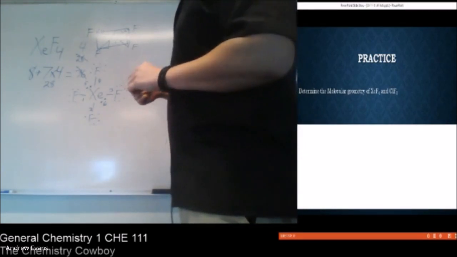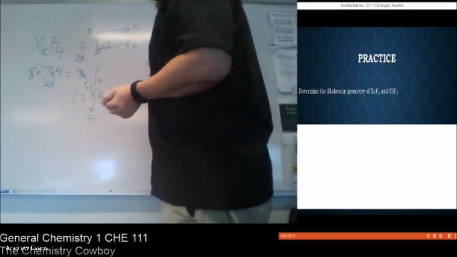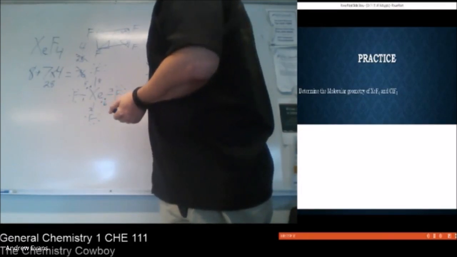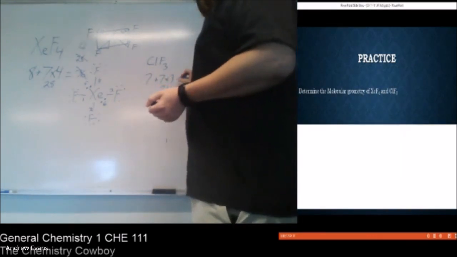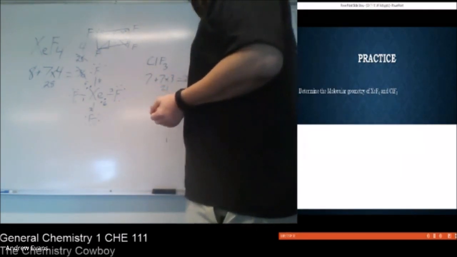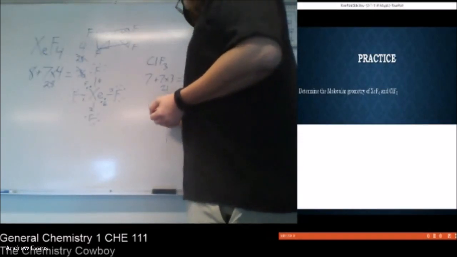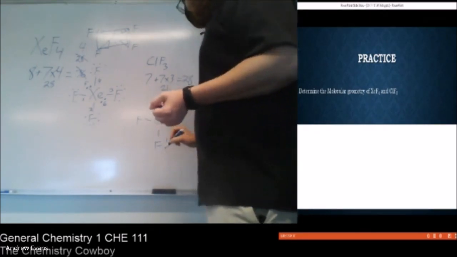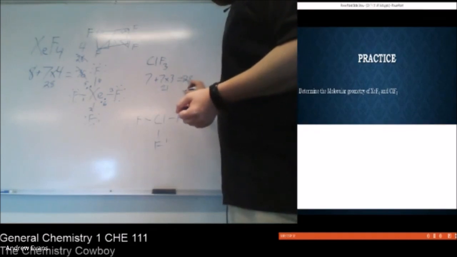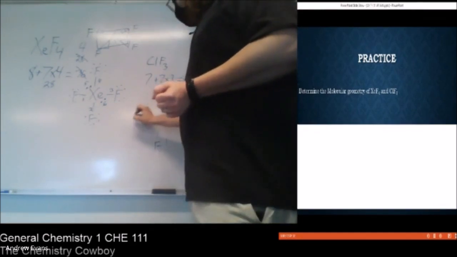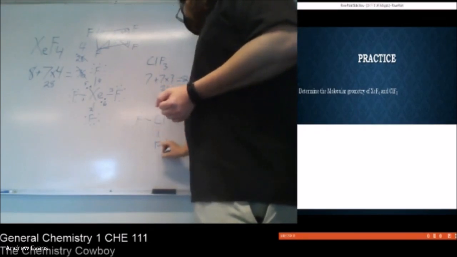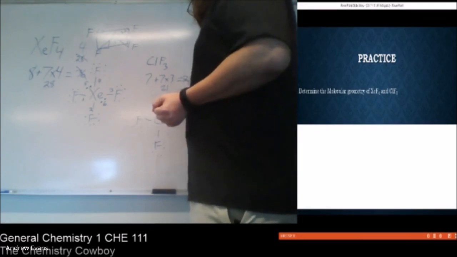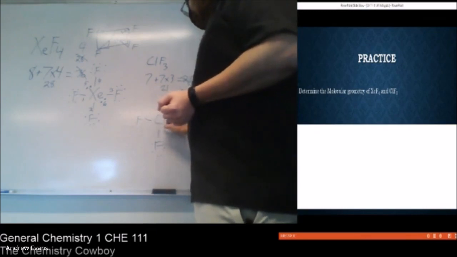Chlorine trifluoride, ClF3. 7 from chlorine, 7 from each of the three fluorines, so we have a total of 28. Chlorine, the center atom, put 3 Fs. That uses up 6 electrons, down to 22. 6 more all around to make fluorine happy. That's another 18. 4 electrons. Lone pair, lone pair.